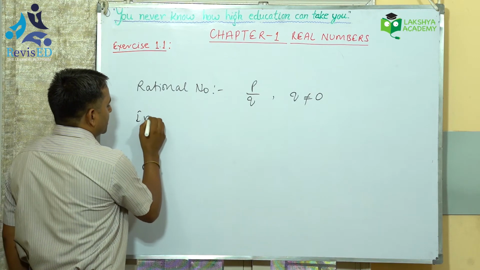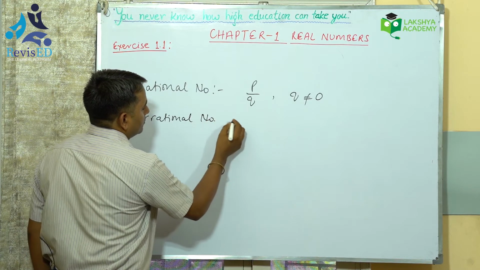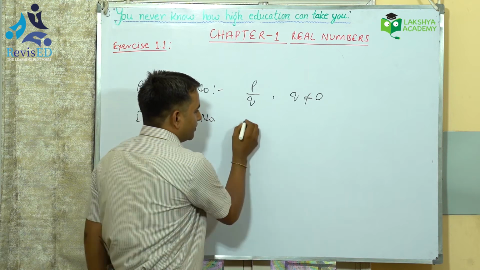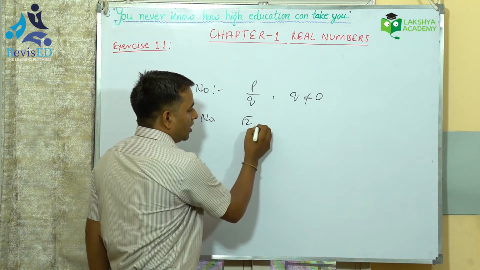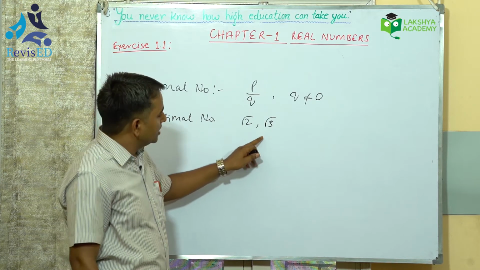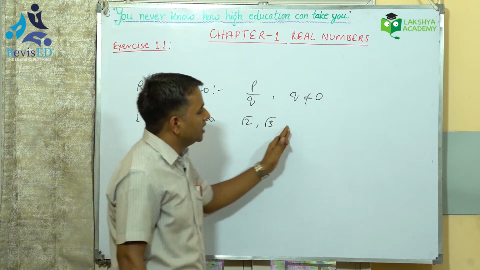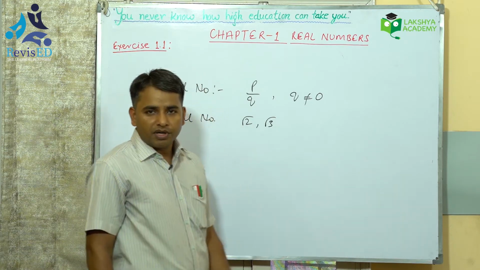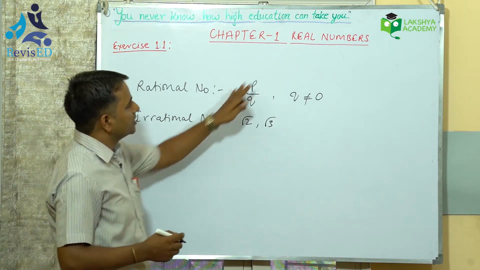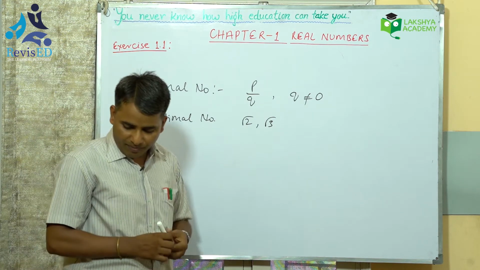And irrational numbers are numbers that cannot be expressed in the p by q form. Say, for example, root 2 or root 3. They are irrational numbers because if we find their square roots, it will never be a perfect square. It will be non-terminating and non-repeating, so they fall into the category of irrational numbers. So real numbers include both rational numbers as well as irrational numbers.